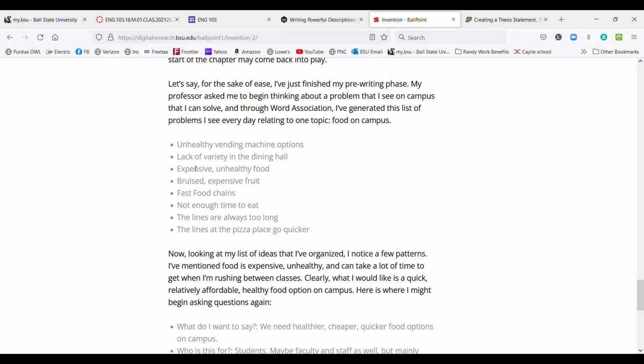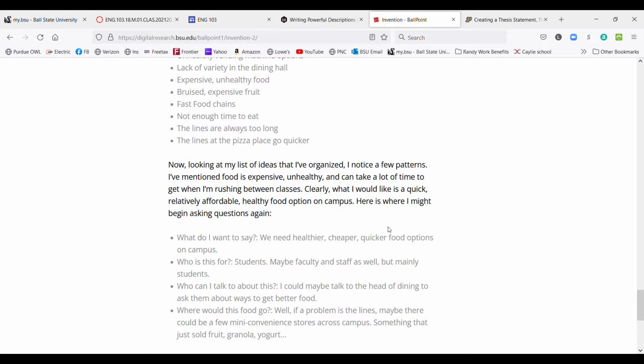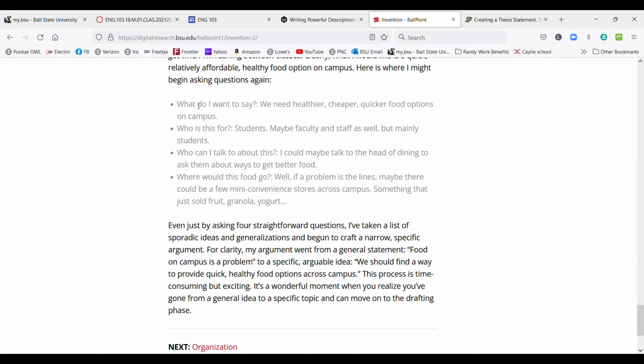Cooper, it's okay. Unhealthy vending machine options, lack of variety in the dining hall, expensive unhealthy food, on and on and on. Now you can look at that list of ideas that you've organized and you notice a few patterns. So then you can ask yourself, what do I want to say? We need healthier, cheaper, quicker food options on campus. Who is this for? And on and on.